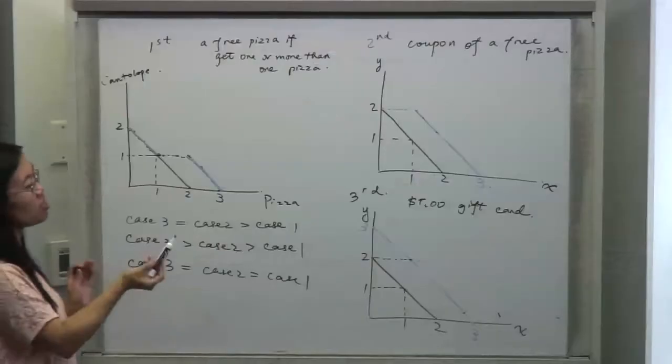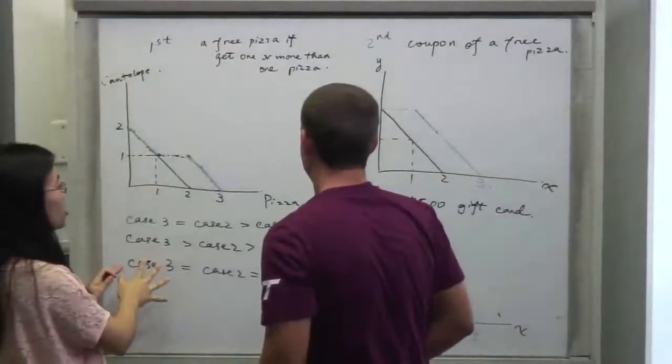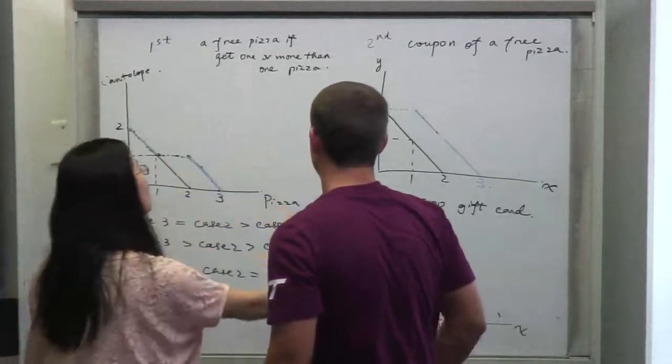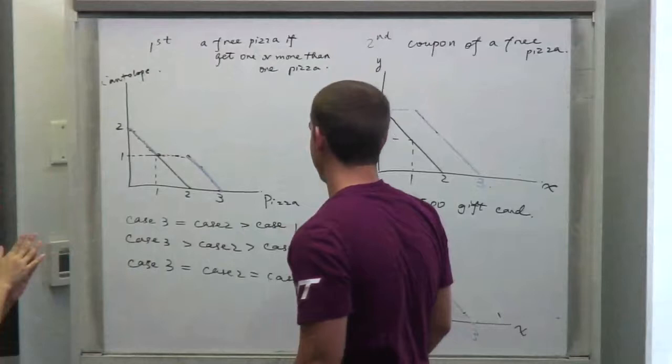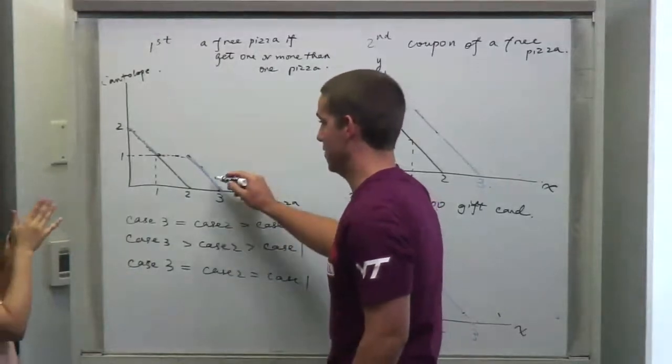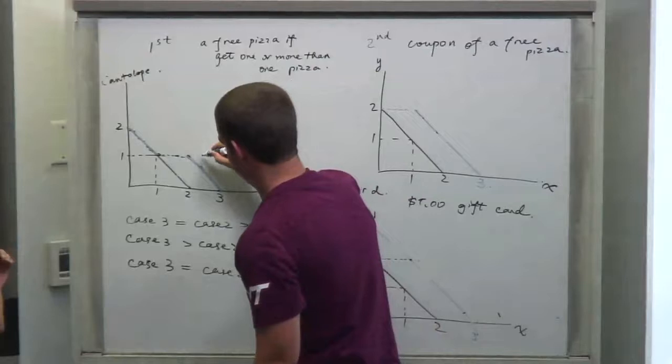Let's find that pizza lover's indifference curve. Which means we'll make him indifferent between his three choices. So which means that his indifference curve is tangent. Would it be down here? Try it out. Yeah, that's right.